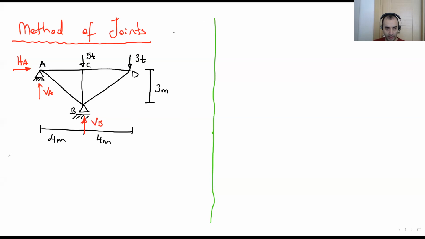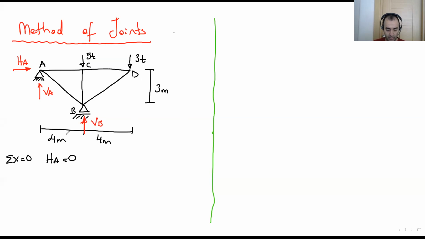Let's write total X. Total X is 0. I assume that you all know how to calculate support reactions. Total X: I have HA on the system. Is there any lateral load on the structural system? No. HA is 0.